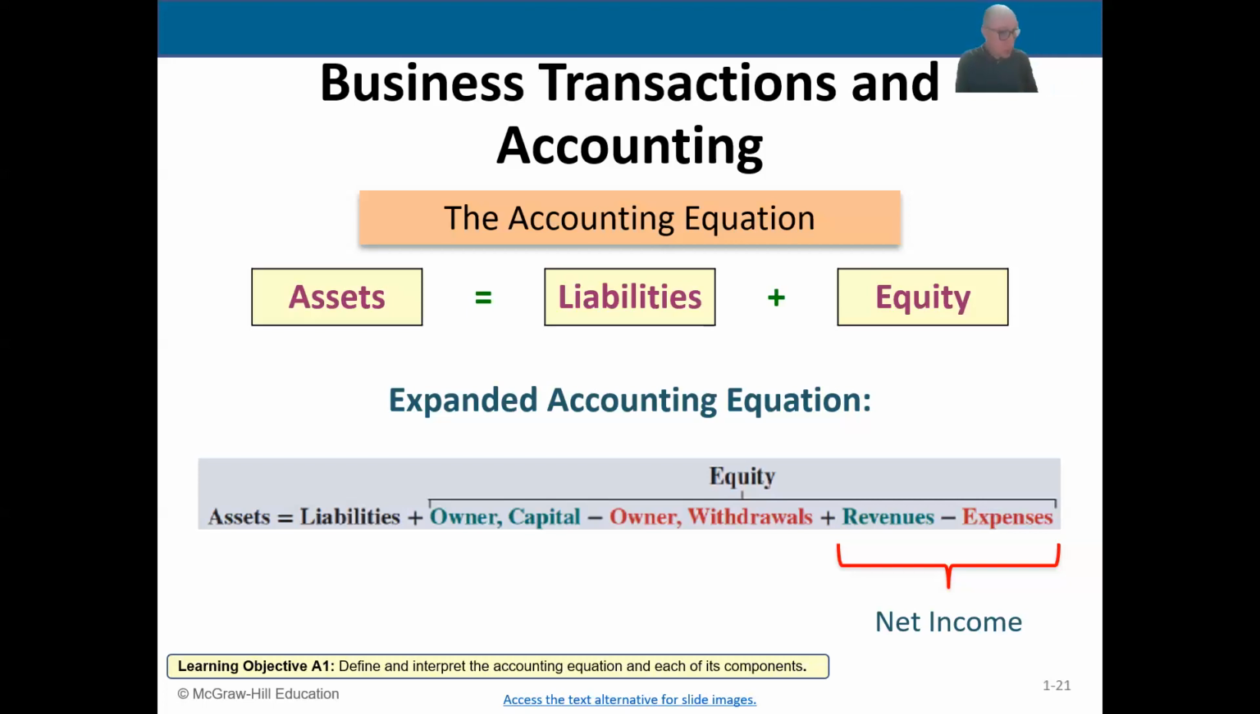Equity includes things like owner's capital, which are what the owners pay into the business and take out of the business through owner's withdrawals. Owners can take cash and other things out of the business for personal use. We call that owner's withdrawal. Equity also includes revenue, which are from the sales of products and services to customers, and expenses, which are expenses incurred by the business.